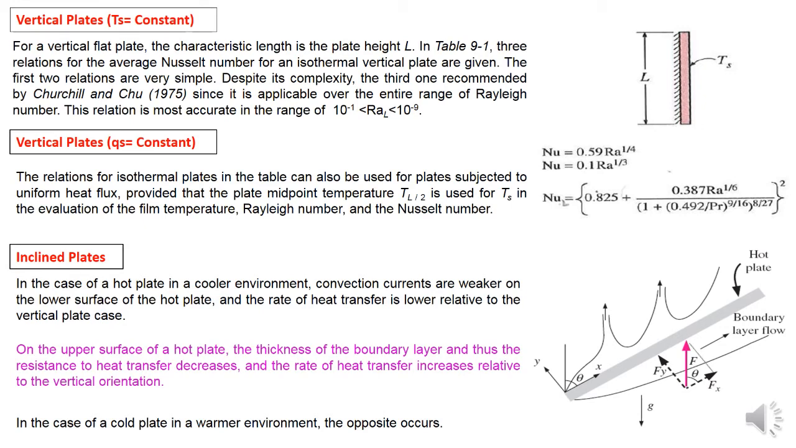On the upper surface of a hot plate, the thickness of the boundary layer, and thus the resistance to heat transfer, decreases and the rate of heat transfer increases relative to the vertical orientation. In the case of a cold plate in a warmer environment, the opposite occurs. So same with the first video which I showed you for natural convection, we have a cold can and also a hot egg. So the natural convection current is different between these two, which are opposite, and same with this inclined plate.